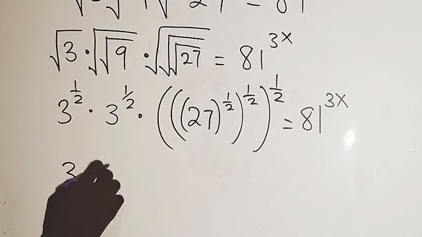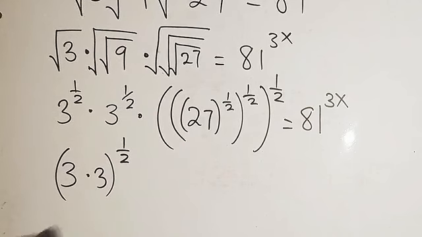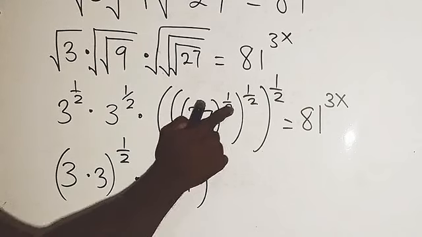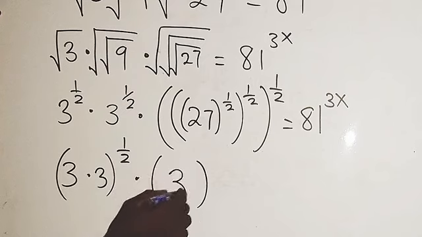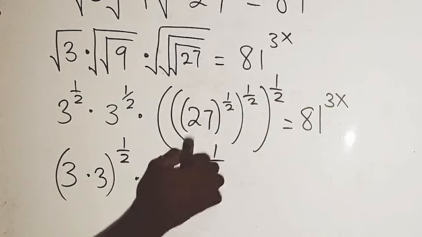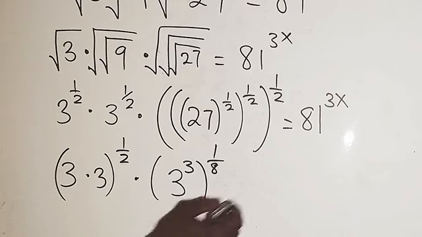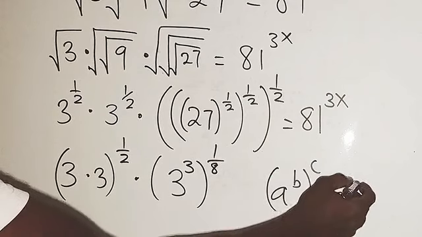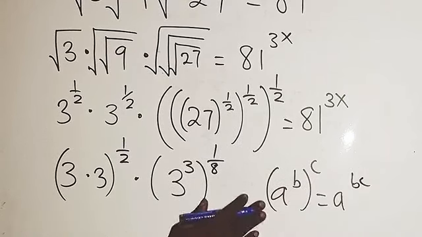So now from there, you can see here we have 3 multiplied by 3, and this is going to be half. Here we have 27, so half times half times half, they are going to multiply each other, but we can still write this 27 as 3 to the power of 3, then this half times half times half, they are going to be having 1 over what? 1 over 8, because they are going to multiply themselves from the law of indices, right? So from the law of indices, when you have a to the power of b, to the power of c, this is going to be a to the power of b times c, or bc. So that is what I use here.